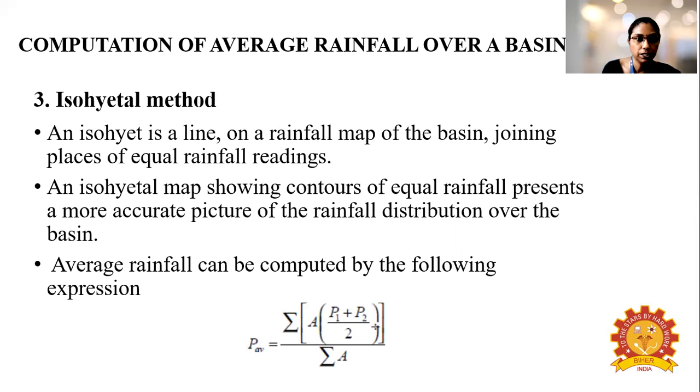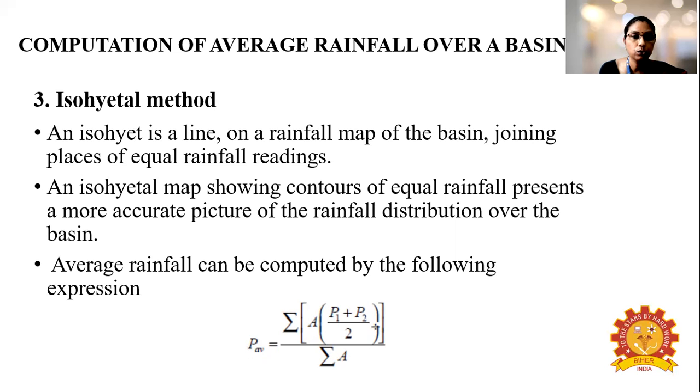Then we can move on to the last method, that is the isohyetal method. So what is an isohyet? An isohyet is defined as a line on a rainfall map of the basin joining places of equal rainfall readings. So in an isohyetal map, it shows contours of equal rainfall over an area. It gives an accurate picture of the rainfall distribution over an area.